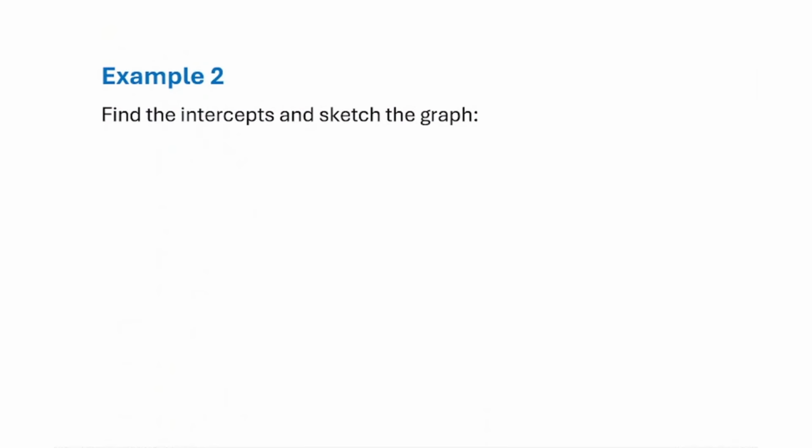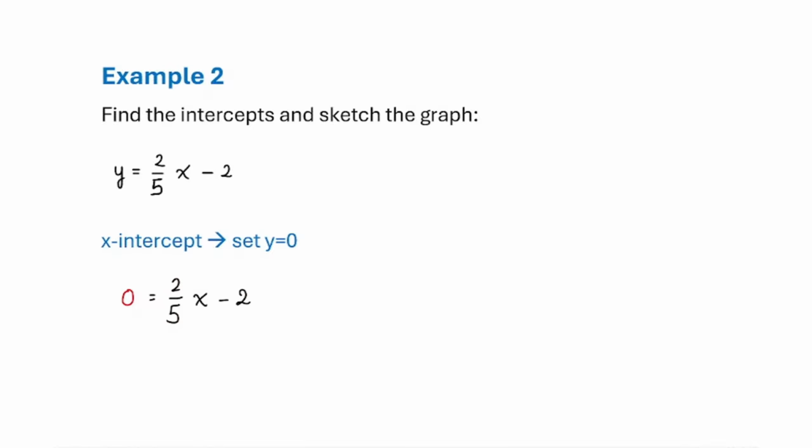Let's move to example 2. y is equal to 2 over 5 x minus 2. For the x-intercept, we set y equal to 0. We rewrite the equation. 0 is equal to 2 over 5 x minus 2. This is a first-degree equation. We isolate the term with x by moving the negative 2 to the left-hand side. When a term crosses the equal sign, its sign changes. So we get 2 is equal to 2 over 5 x.